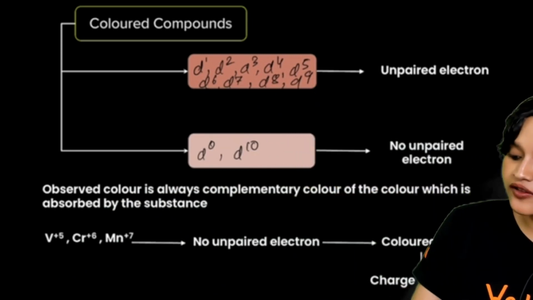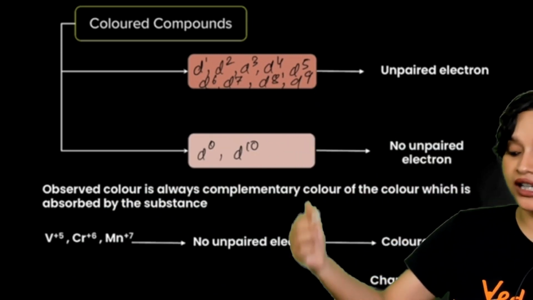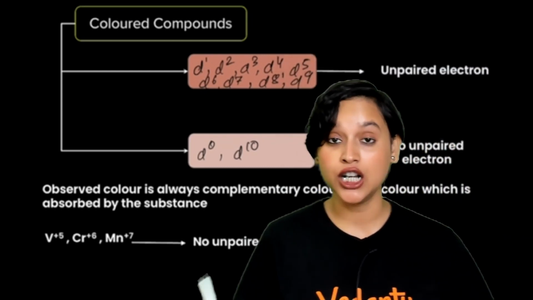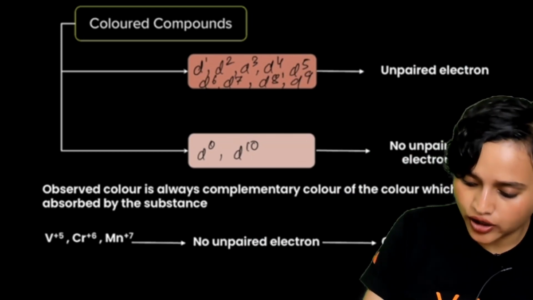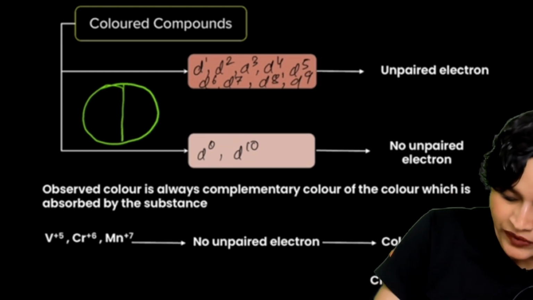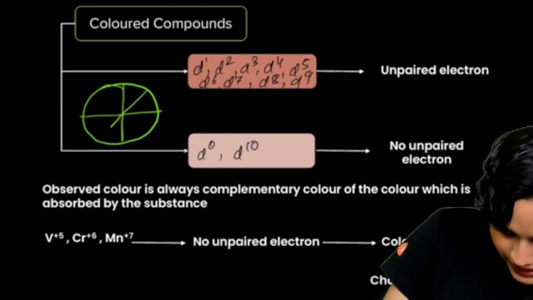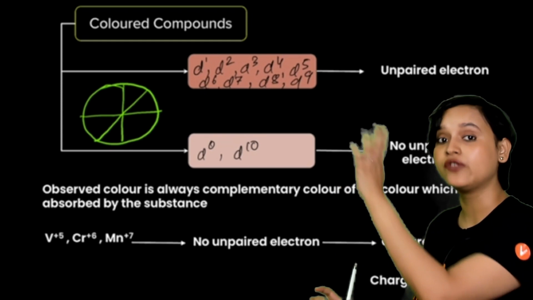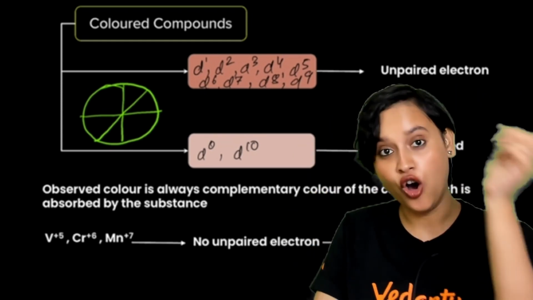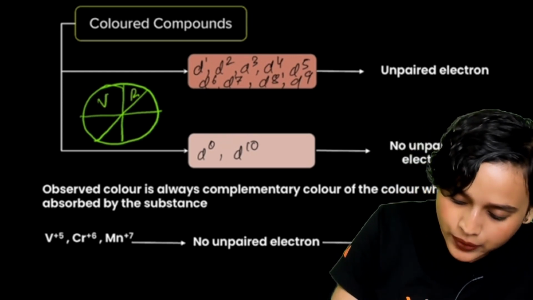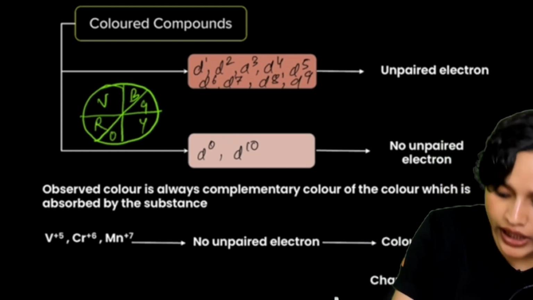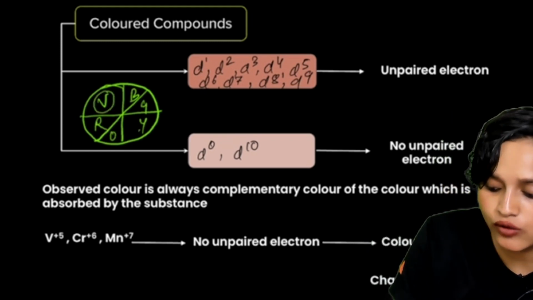The observed color is always complementary to the color that is absorbed. What do we mean by that? For that, we will have to draw the color wheel. You draw a circle like this, then halve it like this. Now, how many colors do we know? VIBGYOR: violet, indigo, blue, green, yellow, orange, red. Instead of writing all of them, let's write violet, blue, green, yellow, orange, and red. So if violet is absorbed, then yellow will be shown.